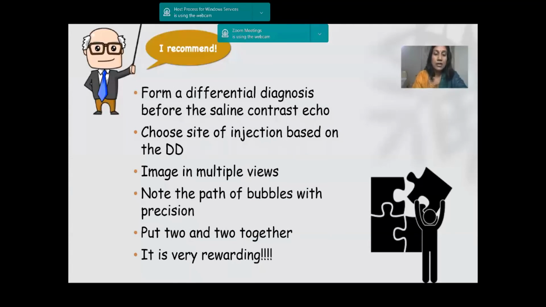I recommend that we form a differential diagnosis by history, clinical examination, and transthoracic echocardiogram before we perform a saline contrast echo. This will help us choose the site of injection based on the differential diagnosis, and it will also help us to choose the image where we can get the maximum information. We should note the path of bubbles with precision, put 2 and 2 together, and then it becomes very rewarding.